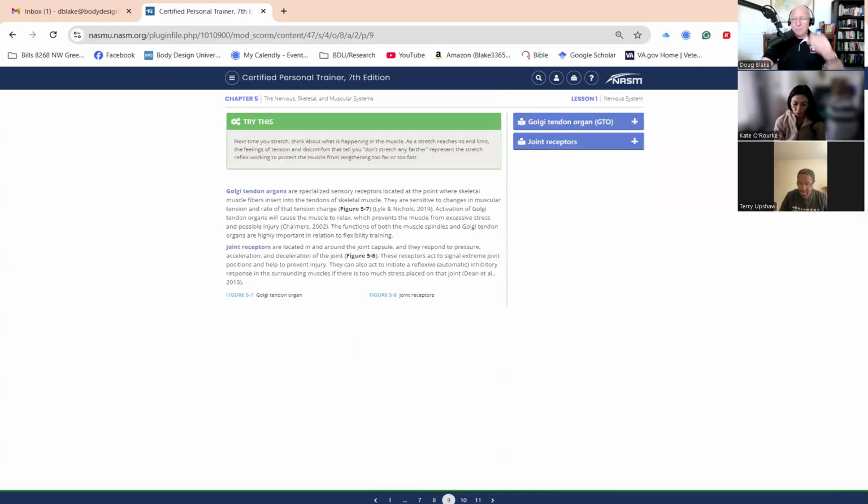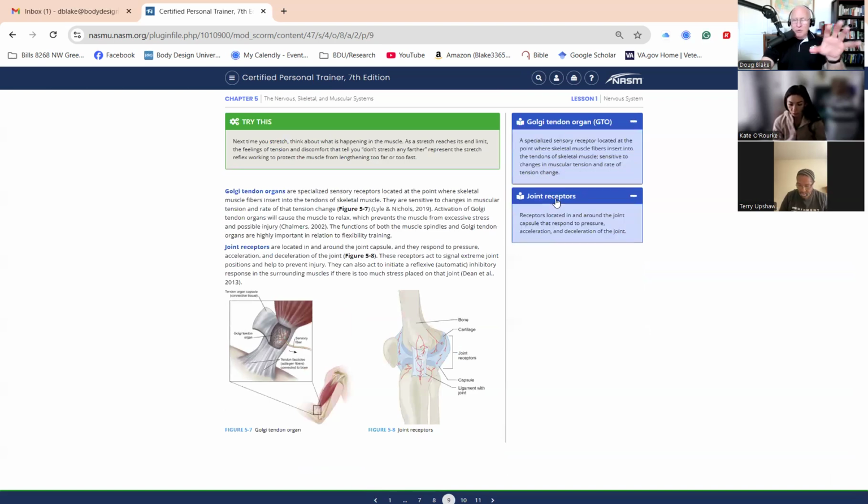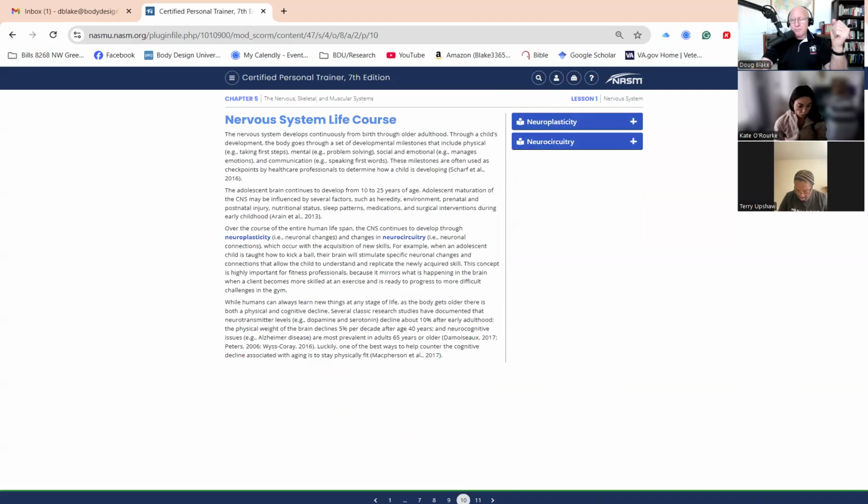Look how fast I can go from one page to the next. Golgi tendon organs. By the way, don't spend a whole lot of time on stuff you already know. Does that make sense? If you want to look at these, I always like to look at pictures to help me. If I don't have a full understanding, I can get a better understanding. Where are the Golgi tendon organs located? Well, this picture shows you. See the tendon? The muscular tendinal attachment. You've got joint receptors, and I'm just moving through fairly quickly.